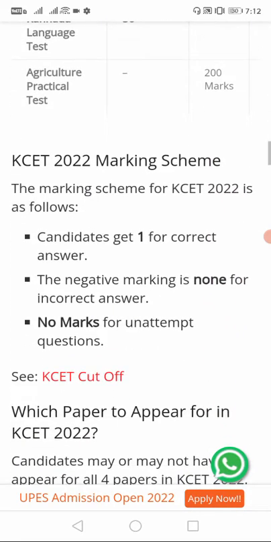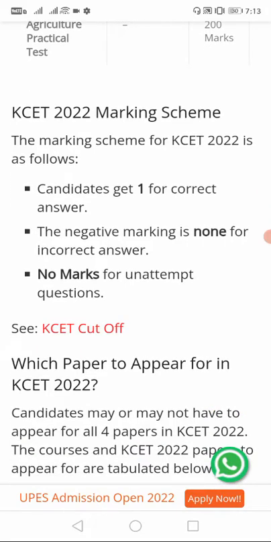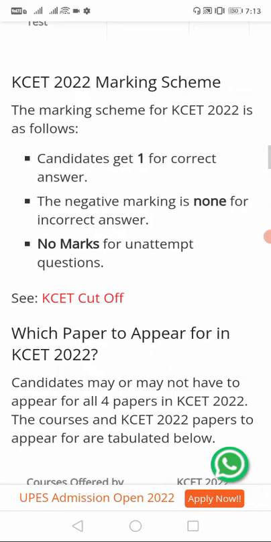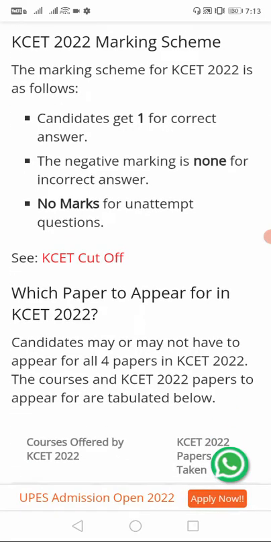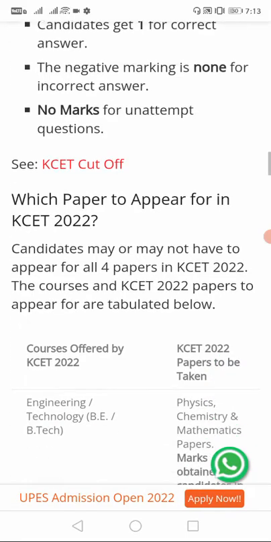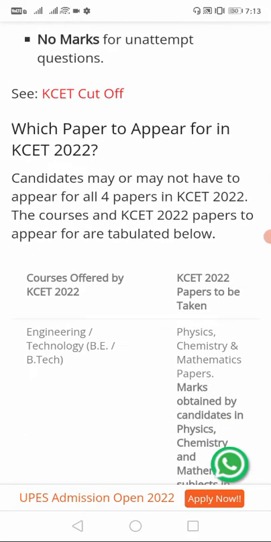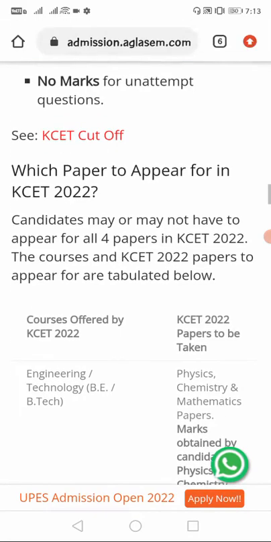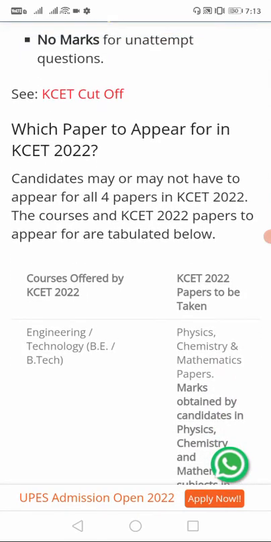Now, marking scheme. The candidate gets 1 mark for each correct answer. Negative marking is none for an incorrect answer. If you have done a wrong one, you are not going to get any negative mark. It's not like the JEE exam. And no marks for an unattempted question. Suppose you have not attempted any question, that is for no marks. So I strongly suggest you answer all the questions, because some questions sometimes get grace marks. So it's better to answer all questions, whether right or wrong.